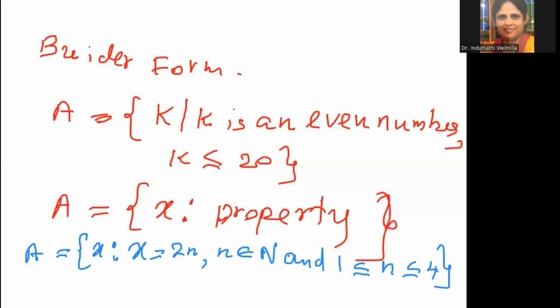And the next method is roster form. Roster form is another method we can use to represent our defined set. This is the most common form used to represent a set, that is the roster notation or roster form. We'll write here roster form or roster notation.